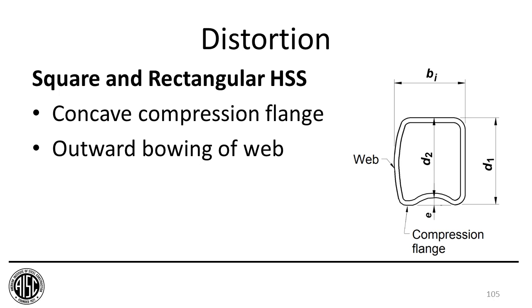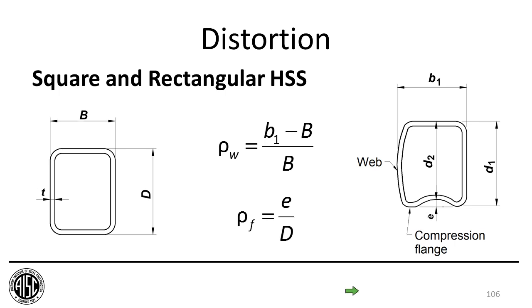Now for wide flange shapes and angles and other open shapes, we really don't have a good measure of distortion. But for square and rectangular HSS, we do have a good measure of distortion, and it's measured by the distorted shape that I've got shown on the screen up there. You end up with a concave compression flange and outward bowing of the web. And we've even got nice equations to plug in that are dependent on B1, which is the distortion out from wall to wall, divided by B, which is the original cross-sectional dimension of the shape before it was bent. And then we have rho sub F, which is for the compression flange to be exact, and it's measured by E, which is this inward bowing dimension, divided by D, which is the depth of the member. So when we talk about tolerances, we're going to measure those and talk about those in terms of rho sub W and rho sub F.